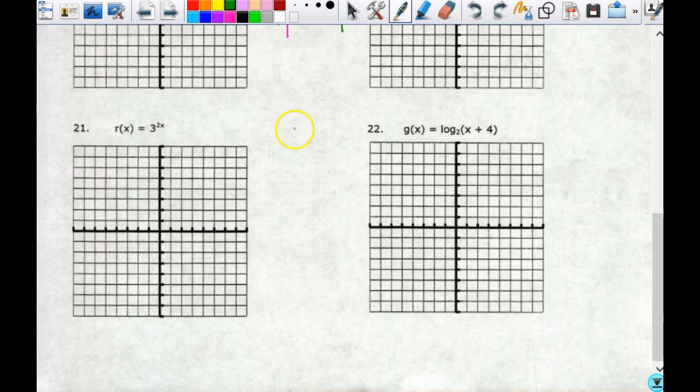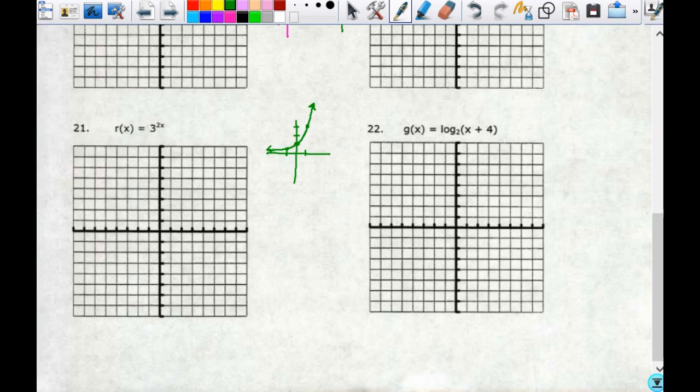Alright, so your parent function for the exponential, you're always going to be at 0, 1. And then if it's just 3 to the x, if I just think about the parent function being 3 to the x, then when x is 1, y is 3. And then when it's at negative 1, we are at 1/3. Something like this.